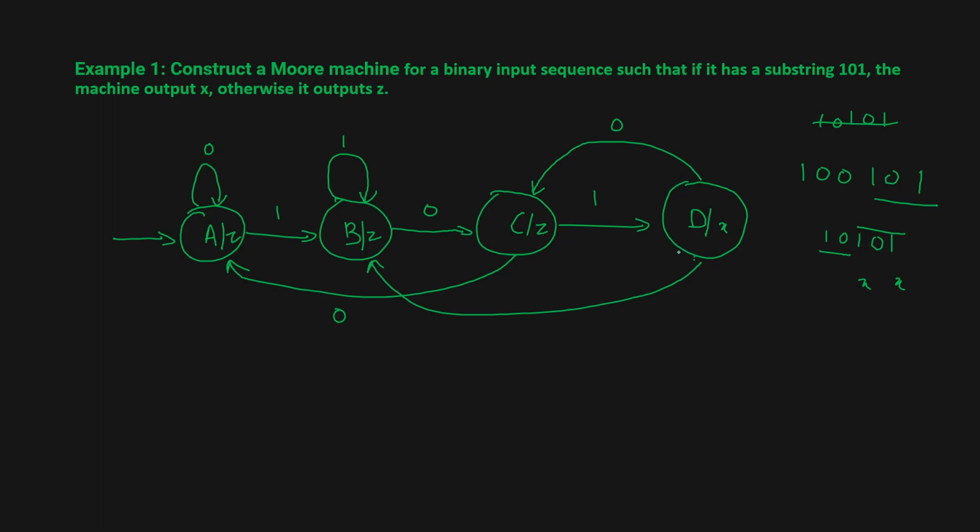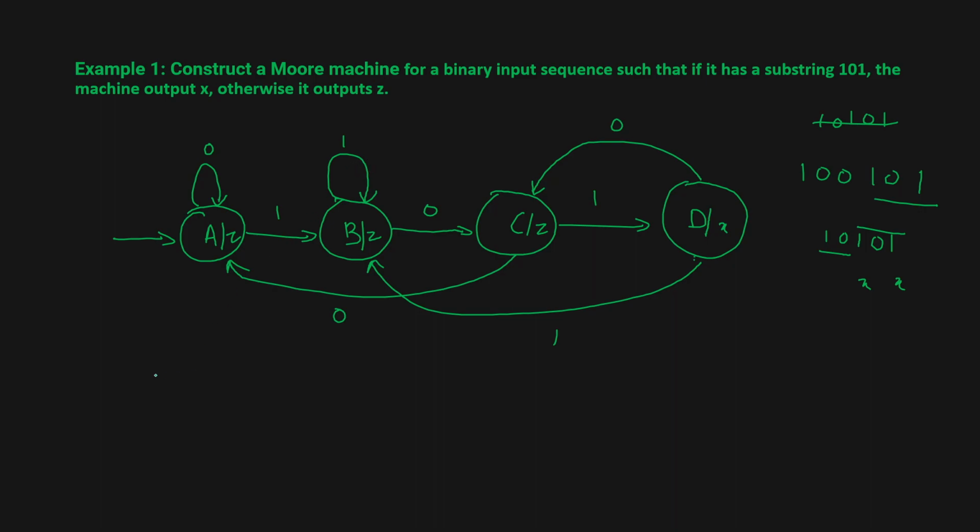State B, because you already have got 1 over here. So 1 0 1, again you get 1, you go to state B, and then you can have 0 1 over here, and then you'll come to state D where the output is X. Okay, so I think we have covered mostly all the states for both input 0 and 1.